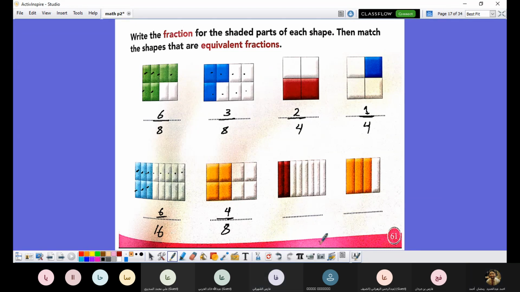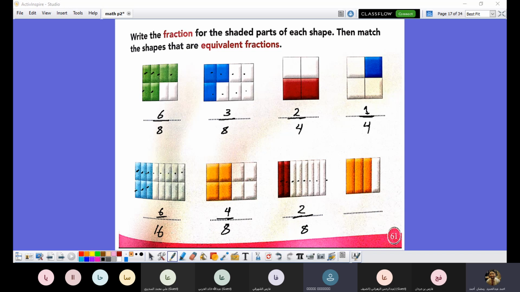Okay, Musab. Yes, teacher. Help me with the next figure here. How many parts are shaded? 2. We have 2 parts shaded here. And all parts equal how many? 8. 8 parts. That's right. Very good.